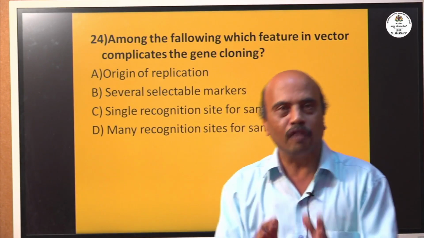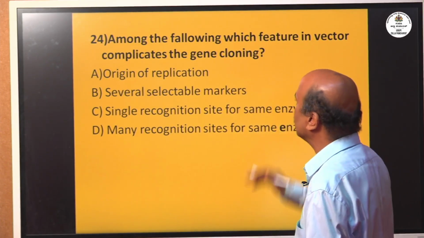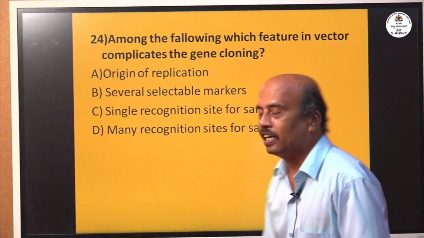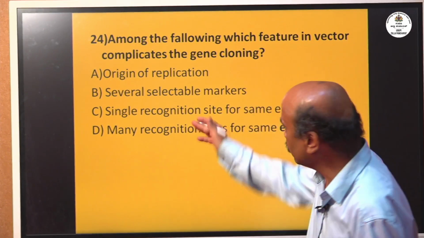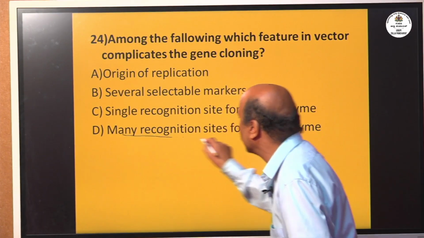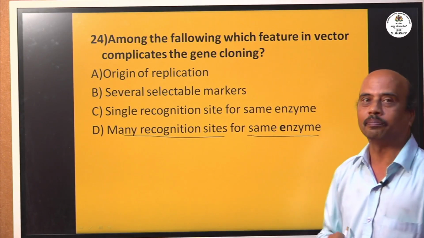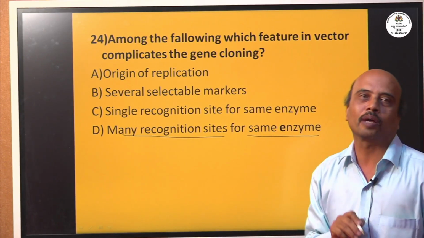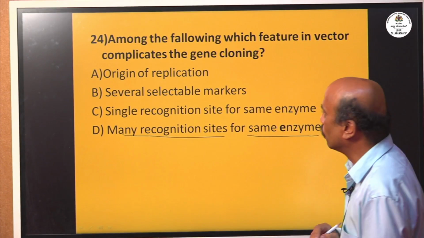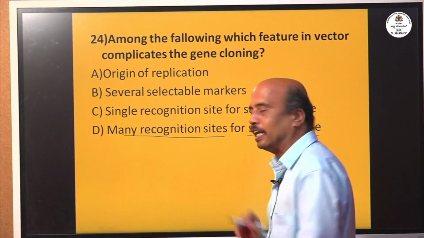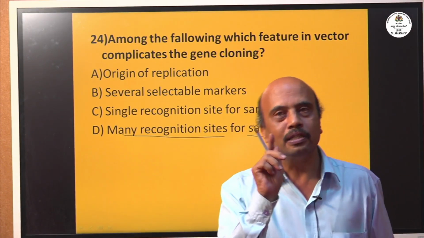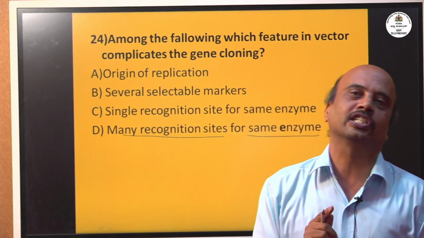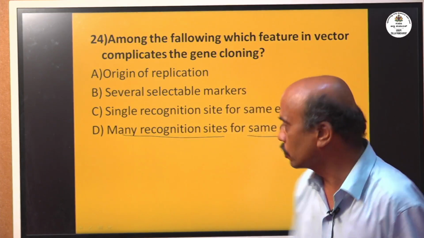So therefore, what is the disadvantage if the vector has, among the options, many recognition sites for the same enzyme? That is not a suitable vector. So for a particular enzyme, preferably a single recognition sequence should be there. So that is the answer.